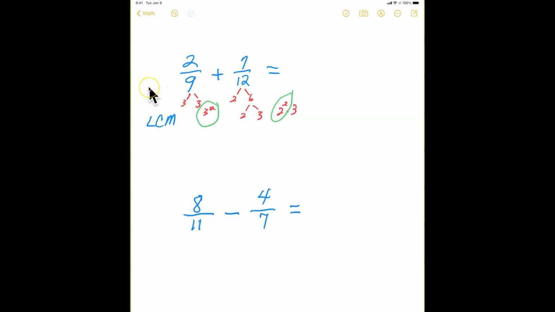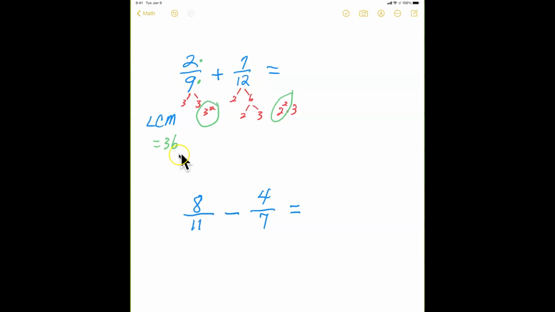This will be a number that both of them can be divided into evenly. So 3 squared is 9. 2 squared is 4. 4 times 9 is 36. So our least common multiple is 36. What we want to do is multiply the numerator and denominators by the same number that will give us 36 in the denominator of both.